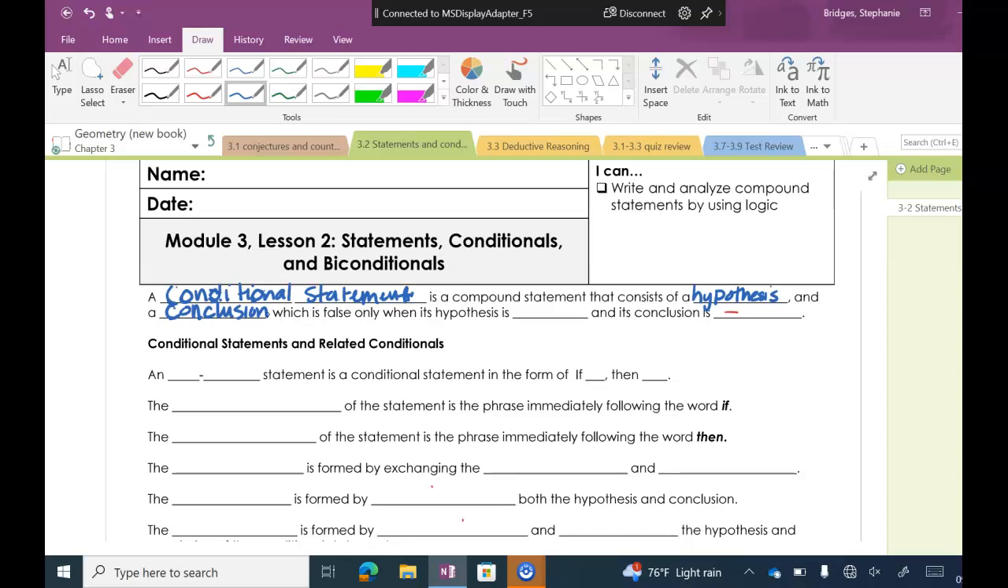And the conditional statement is false only when its hypothesis is true, but the conclusion is false. And we'll talk more about that in just a little bit: how to determine if it's true or false, and then what to do from there.